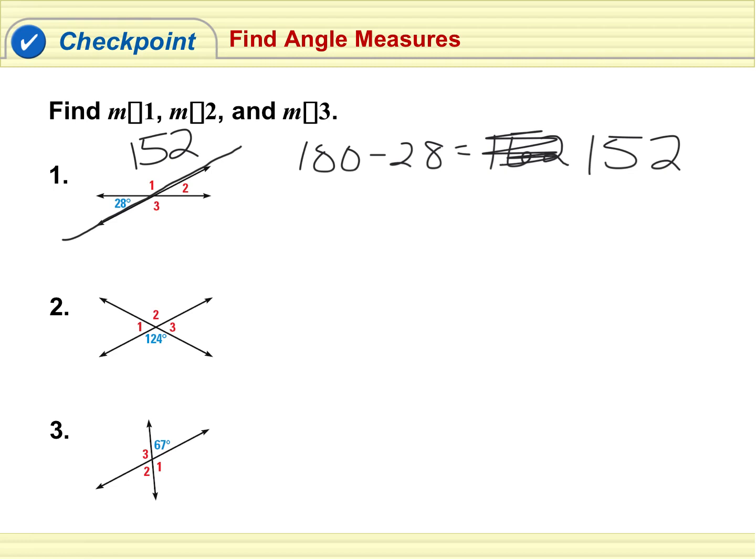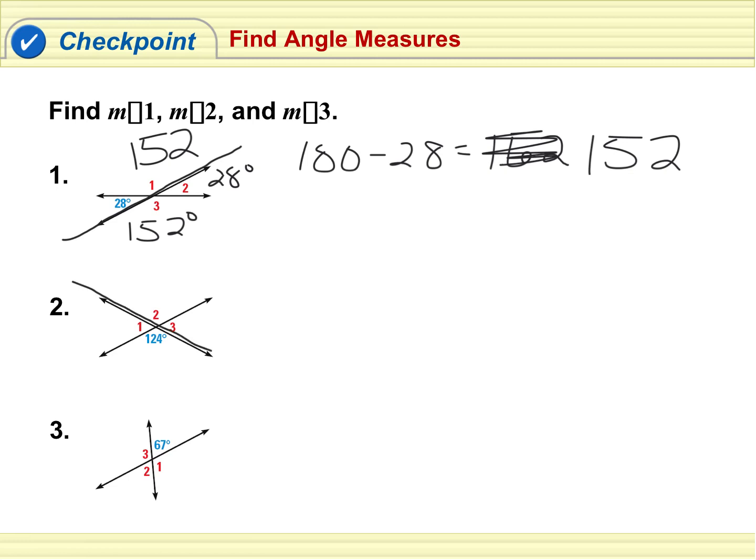What is the measure of angle 2? 28, because it is vertical. Vertical angle. What's angle 3? 152, because of vertical angles. Yeah? Okay. I'm going to go off of the measure of angle 1 again.